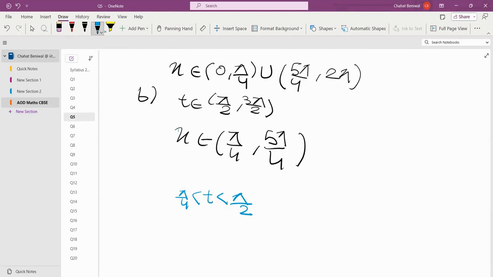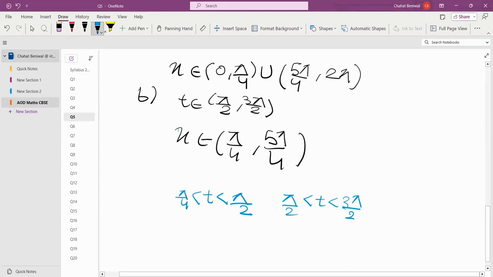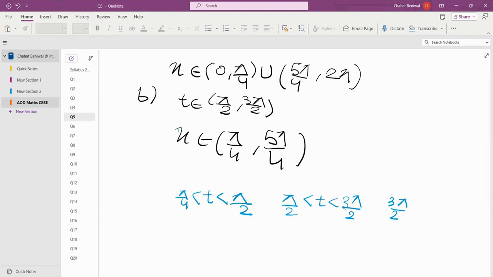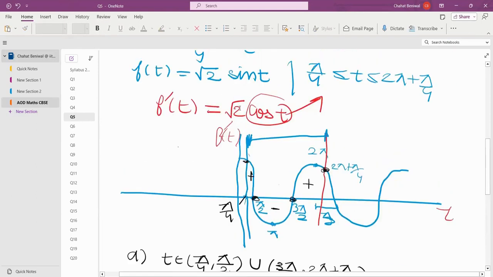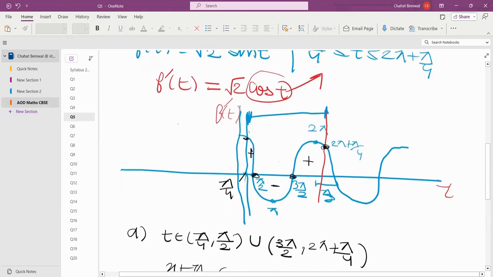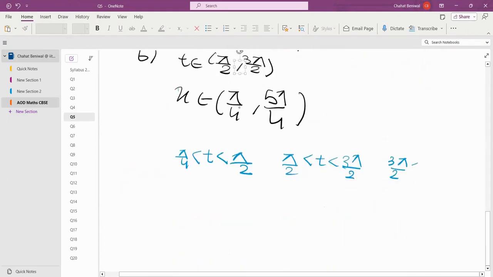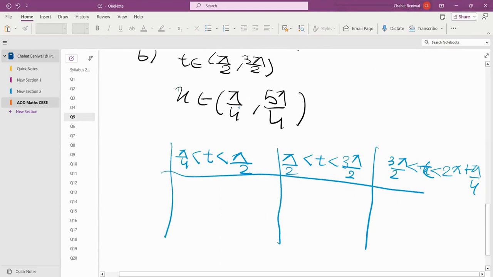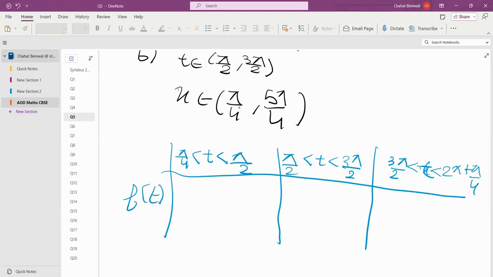And then t is from pi by 2 to 3 pi by 2. And t is between 3 pi by 2 till 2 pi plus pi by 4. So we have to be very careful with the terms you're using. Make this table very neatly. Write f dash t here.